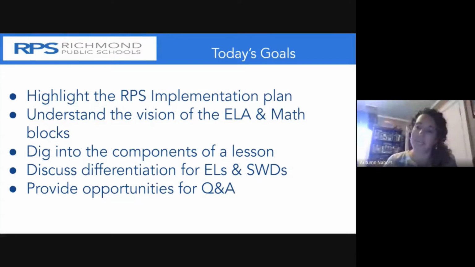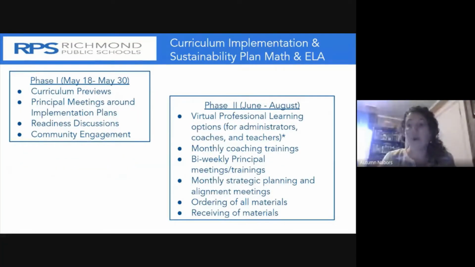So let's get into the implementation plan. Next slide, please. So right now we're in phase 1. Phase 1 are all the curriculum previews that we've had, part 1 last week, part 2 this week, principal meetings throughout last week and this week. We've been having community engagements with parents. We have a parent preview geared directly to parents tonight in both English and Spanish, as well as we've been meeting with the communities and different schools. So going to faculty meetings, school PTA meetings, etc. So phase 1 is really our community engagement.